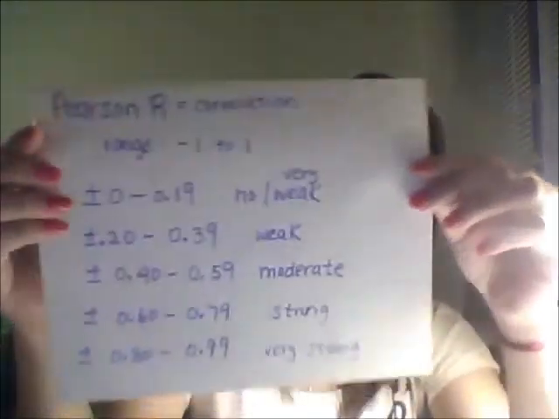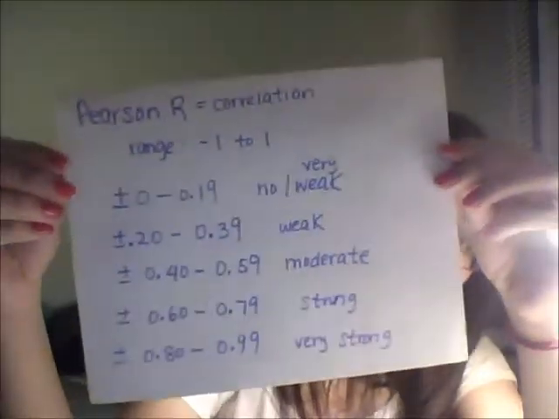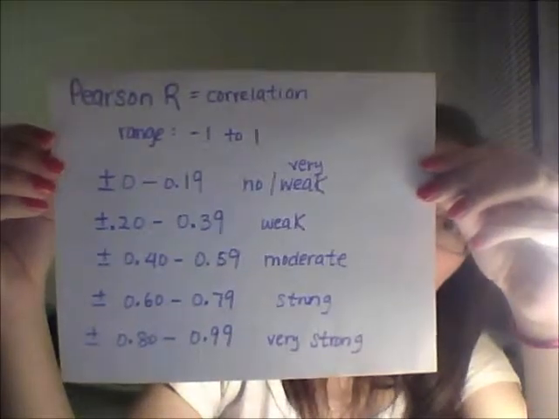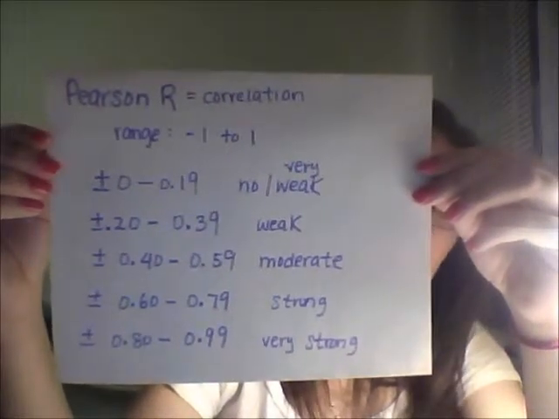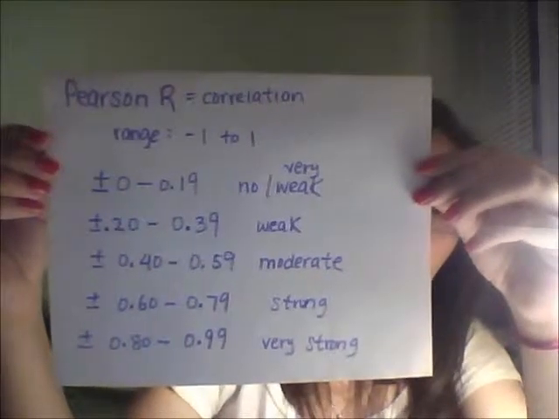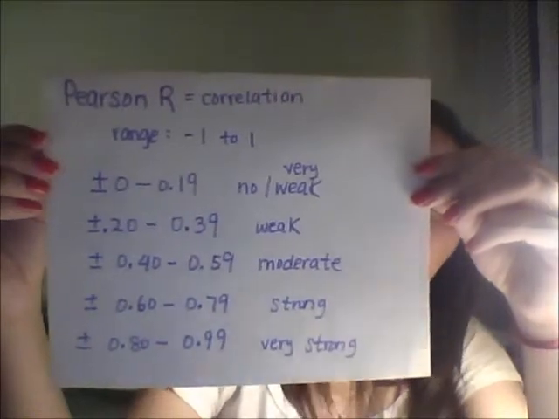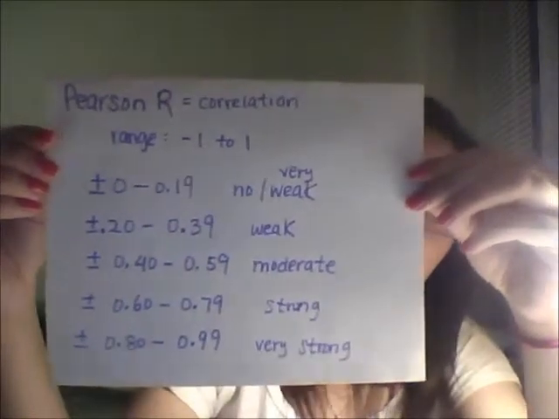Hi again. So today we're going to learn about Pearson R. Pearson R also means correlation, and it has a range of -1 to 1. So if it's -1, it has a negative correlation, and if it's 1, then it has a positive correlation.